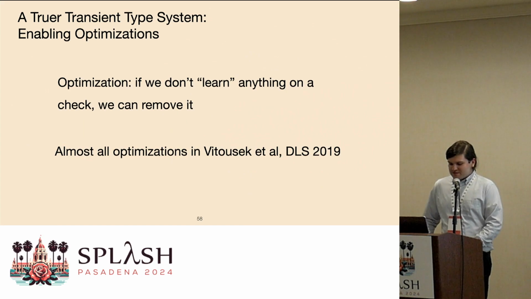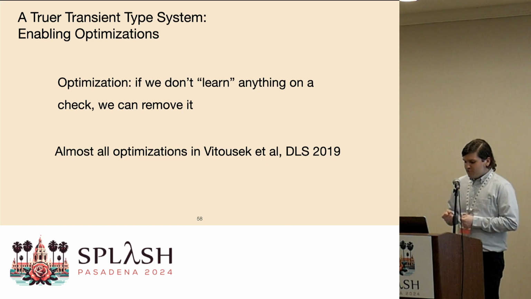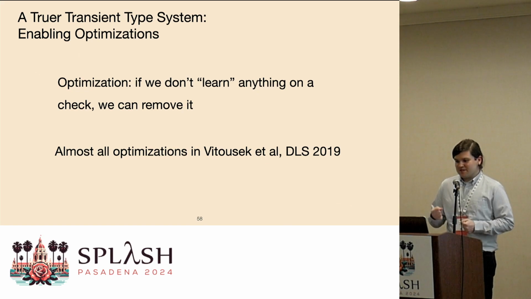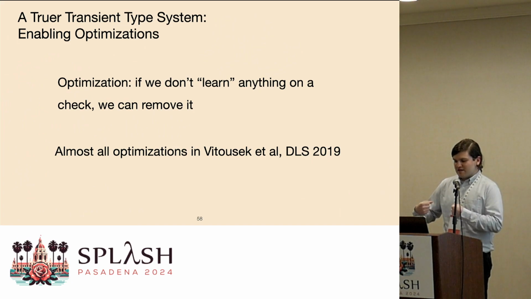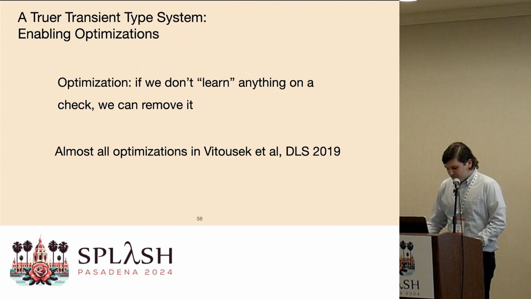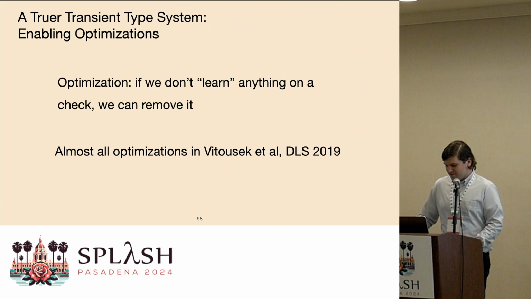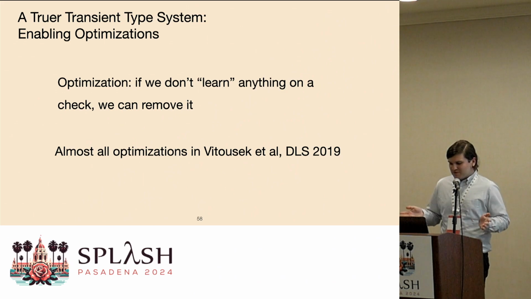After we developed this type system, we actually noticed that you can perform a very simple operation, which is that if we don't learn anything on a check, which is kind of like saying we do a meet and it just ends up at identity, it didn't move your position in the lattice, we can just remove that check because it's effectively a no-op, right? And it turns out this grabs almost all of the optimizations in a previous paper, which we found was quite interesting. So it turns out that just having this little bit of flow sensitivity in the type system kind of made optimizations come for free.